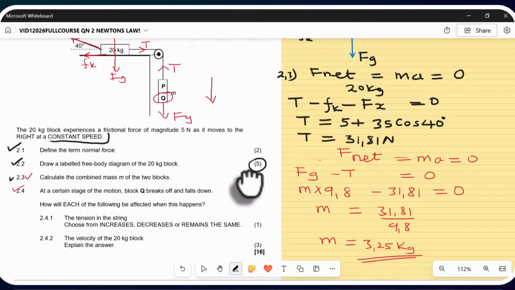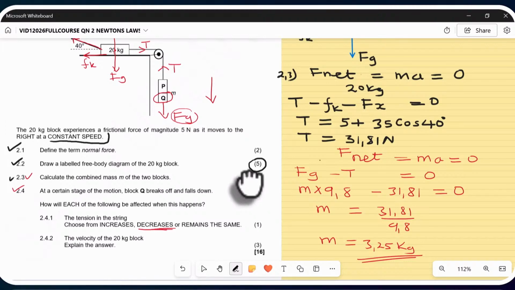That's our answer here. Then we also have the 20 kilogram block. This 20 kilogram block was being pulled by the tension here, but because the tension is decreased, the velocity will also decrease. Velocity will do what? Will decrease. They say explain your answer.